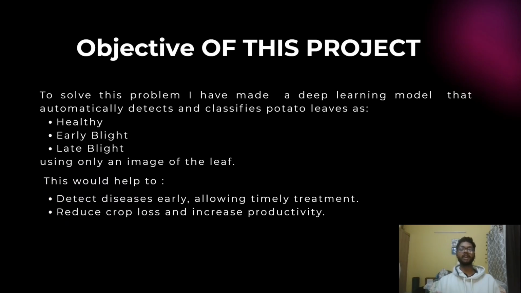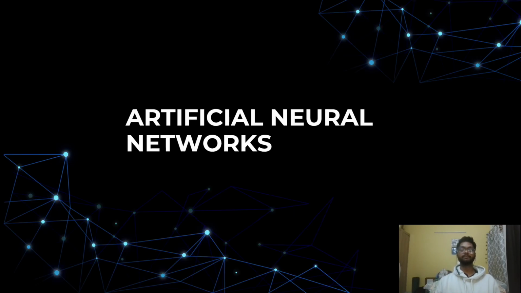So, to solve this, I made a deep learning model that automatically detects and classifies potato leaves as healthy, early blight, or late blight, using only an image of a leaf. This would help to detect diseases early, allowing timely treatment, reducing crop loss and increasing productivity.